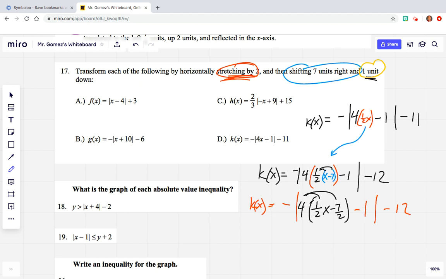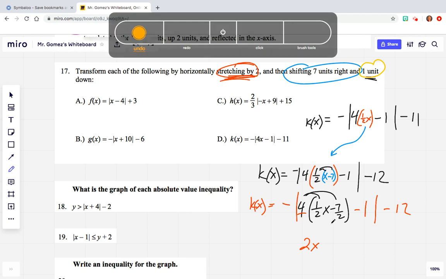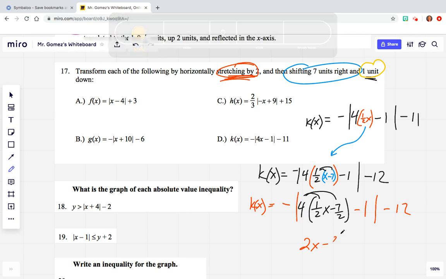So this will become 4/2, which is 2. And then 4 times -7/2 is, again, like 4 over 1. So it'll be -28 over 2 minus 1. And then -12 on the outside.